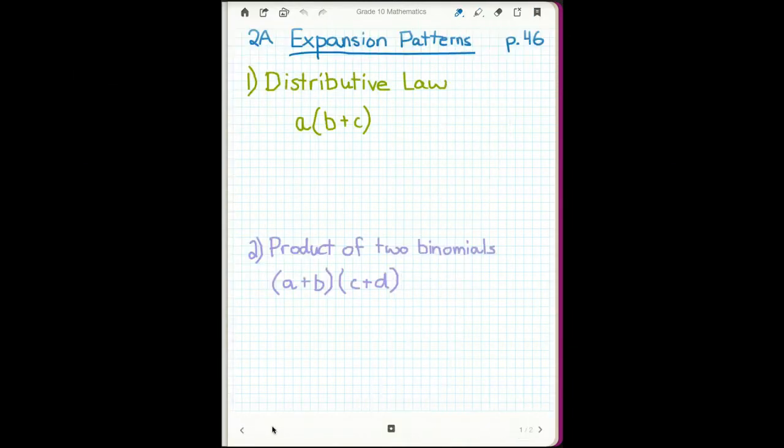The rules behind expansion are exactly the same in all of these cases, and that is that when you multiply, you multiply everything here by everything in here. And we do that no matter what type of expansion we have.